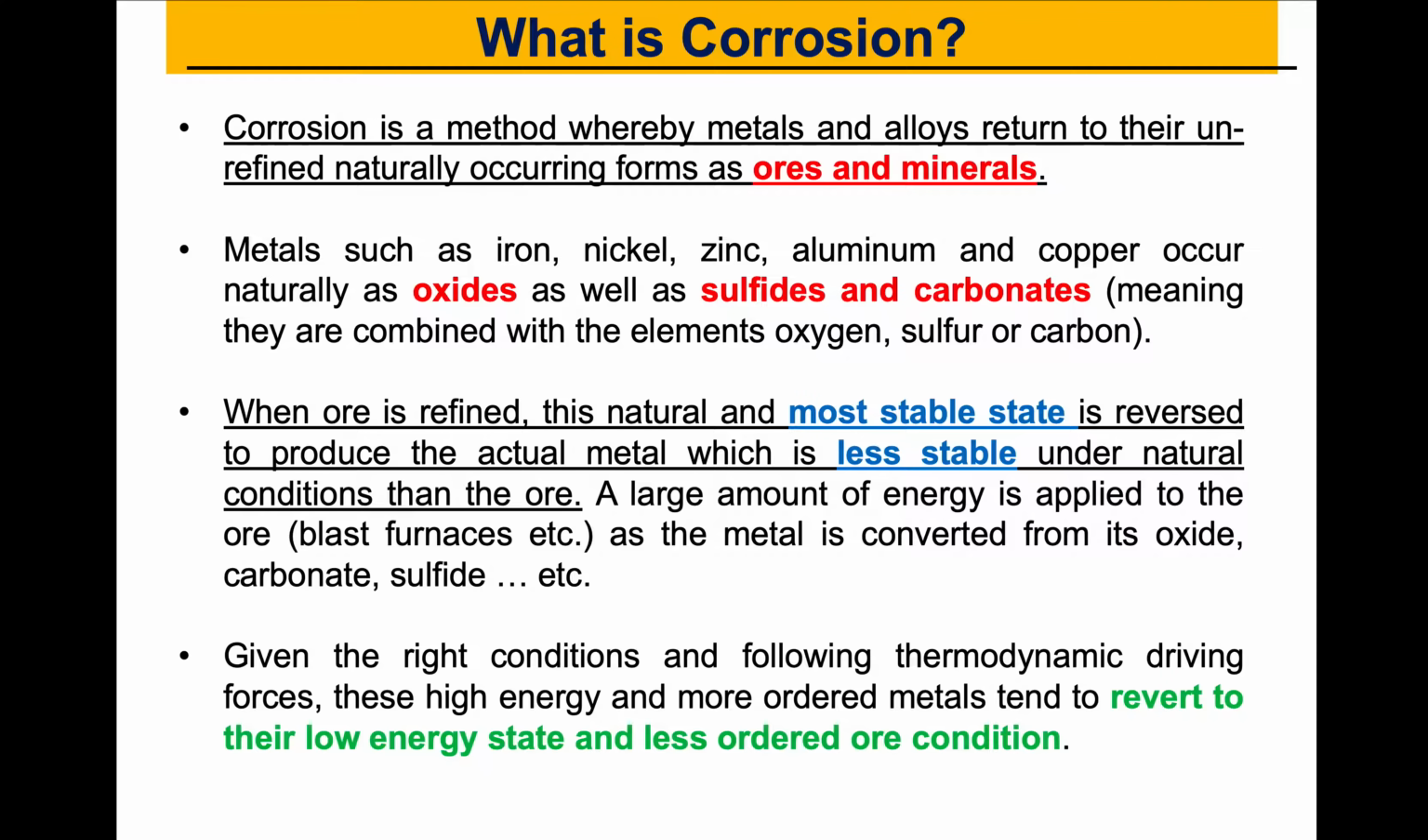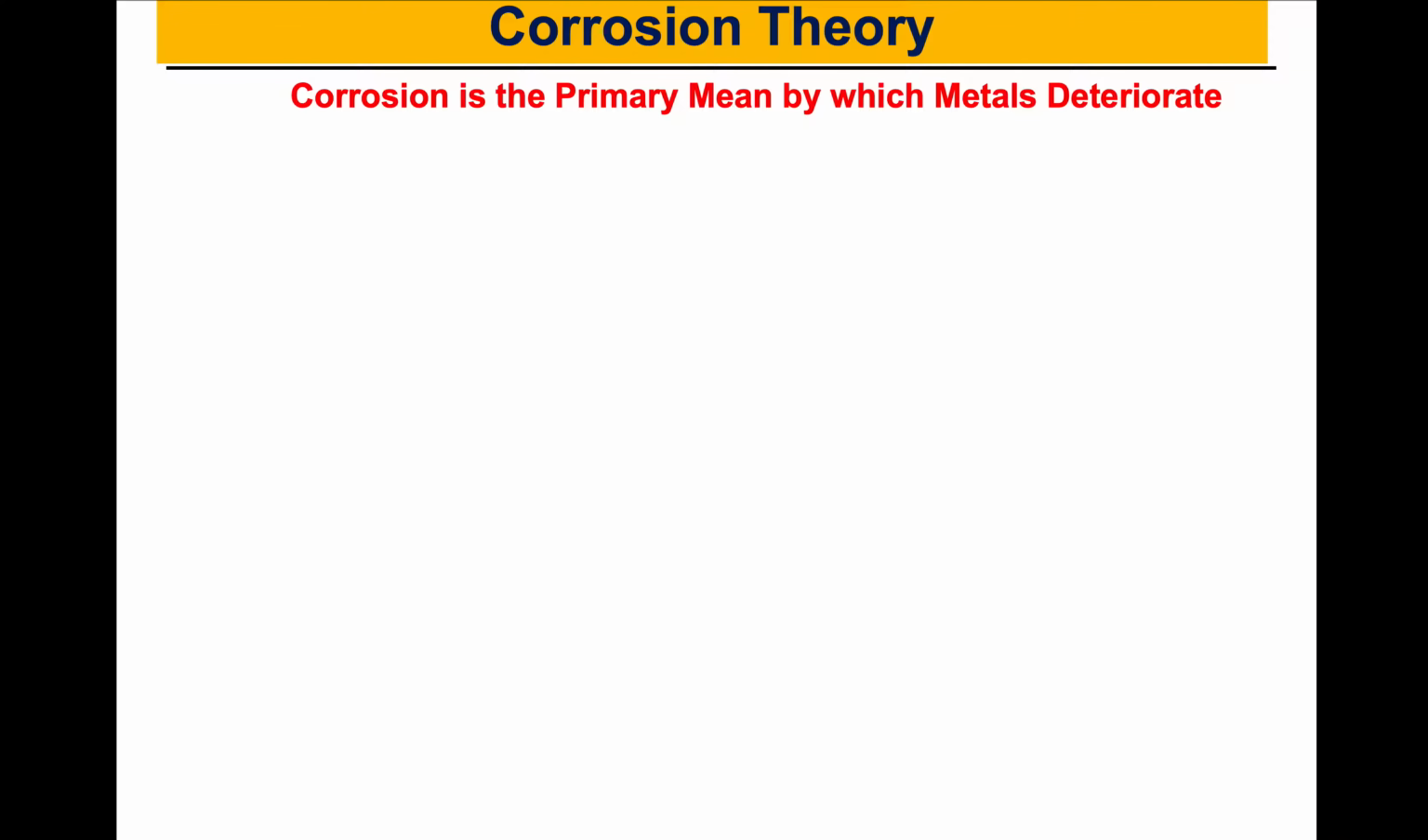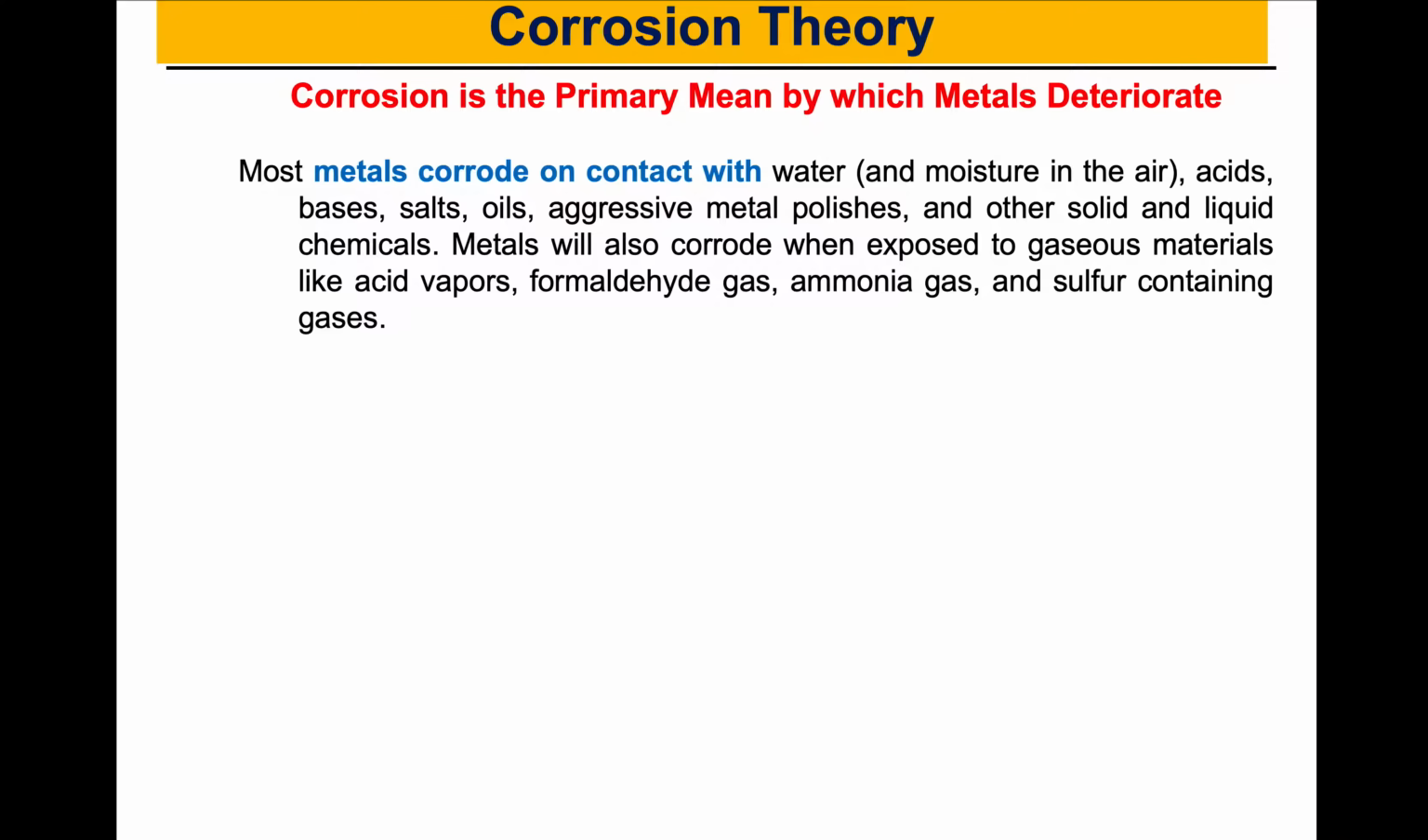So corrosion is a spontaneous process where metal wants to go back to its naturally occurring, less ordered, least energy state condition. We have a theory of how this happens. We call it the corrosion theory. Corrosion is the primary means by which metals deteriorate and break down. Metals corrode in contact with a lot of materials: water, acids, bases, salts, other solids, other liquids, other chemicals. They can also corrode if they're exposed to gas, like acid vapor, formaldehyde gases.